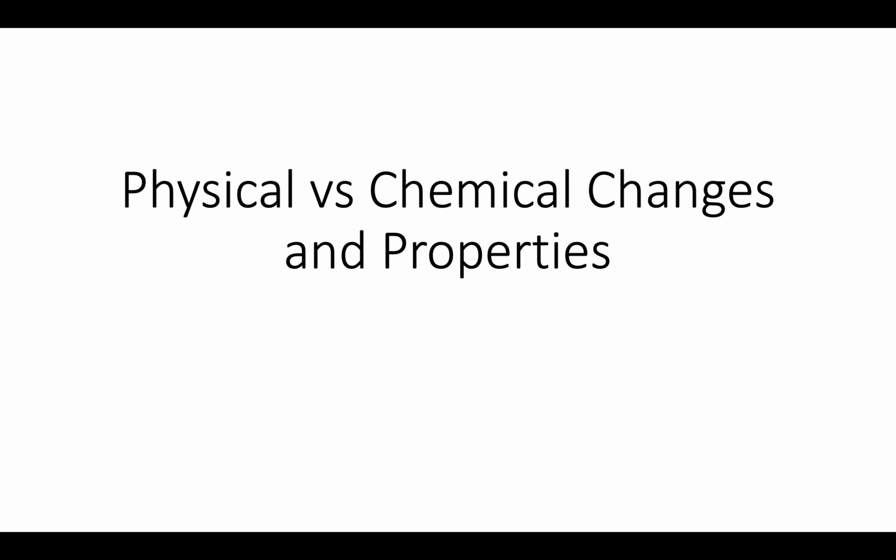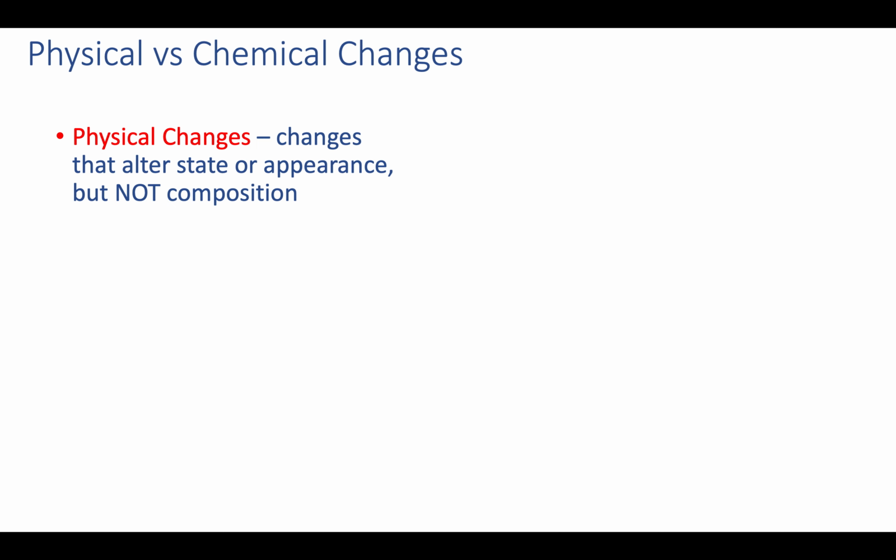Today we're going to look at physical versus chemical changes and properties. So physical and chemical changes are just any changes that could happen to a substance. And physical changes in particular are changes that alter the state or the appearance of a substance, but not the composition. So what that means is that the substance appears to be changing, but it's not actually changing its identity. It's still the same thing.